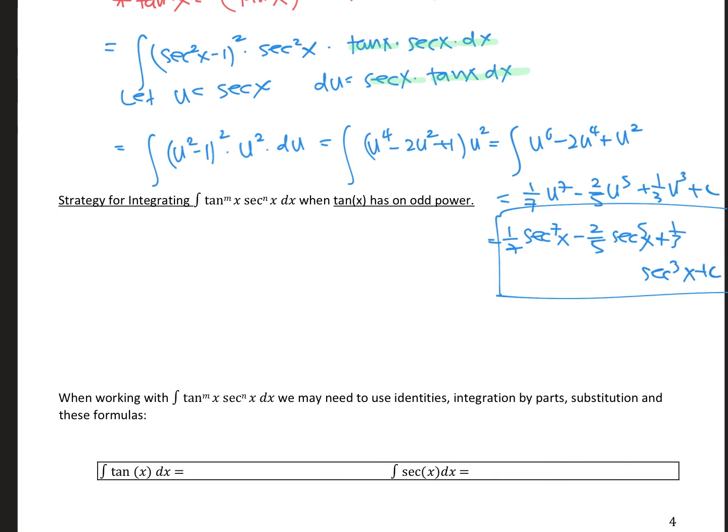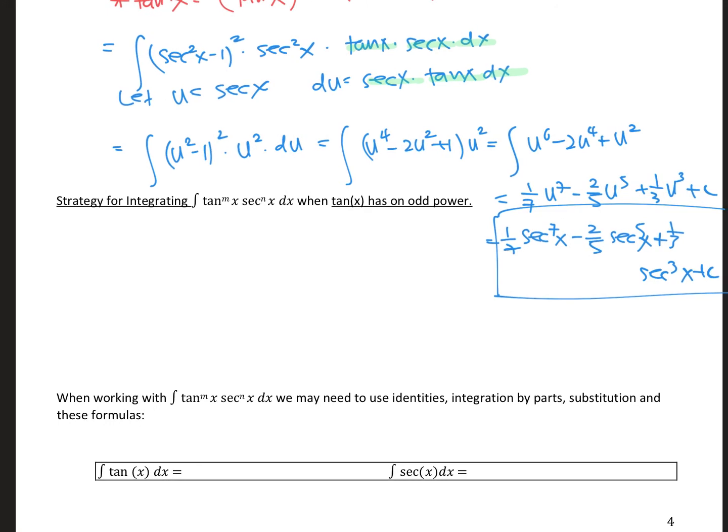So that gives you the strategy when tangent has an odd power. We can use secant: let u be secant, and we need to peel off secant tangent dx. Then go from there.